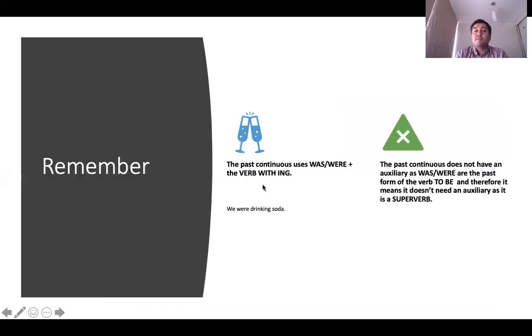Remember, the past continuous uses was and were plus the verb with ing. For example, we were drinking soda. And the past continuous does not have an auxiliary, as was or were are the past form of the verb to be, and therefore it does not need an auxiliary because the verb to be is a super verb, right? It means it is verb and auxiliary at the same time.